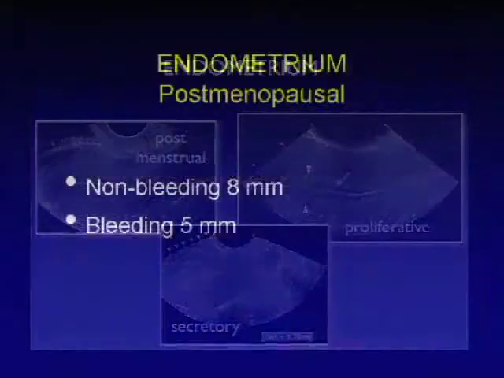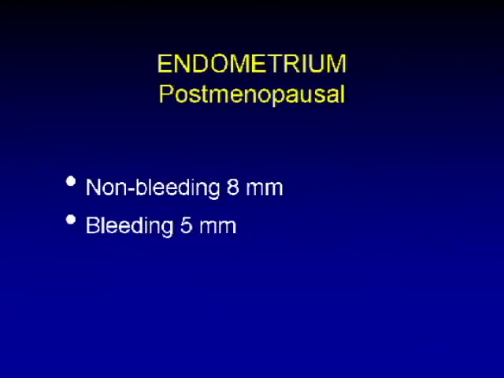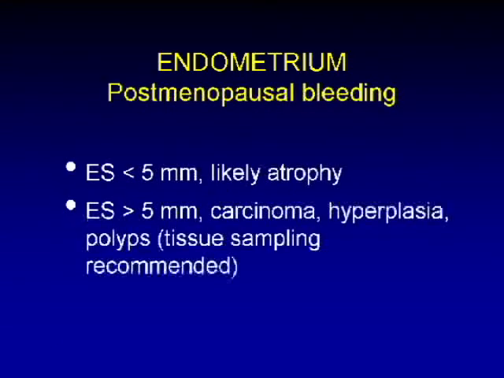Now, postmenopausal, on the other hand, if the patient is non-bleeding, the endometrium should not be greater than 8 millimeters, but if the patient is bleeding, it should not be greater than 5 millimeters. If the endometrial stripe is less than 5 millimeters, the bleeding is likely due to atrophy. But if it's greater than 5 millimeters, it's likely due to carcinoma or hyperplasia, or also could be due to polyps, but at that time, tissue sampling is recommended.